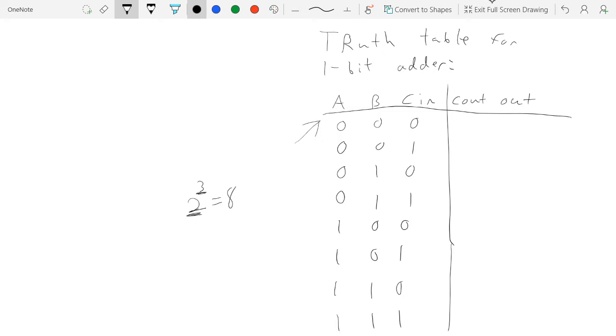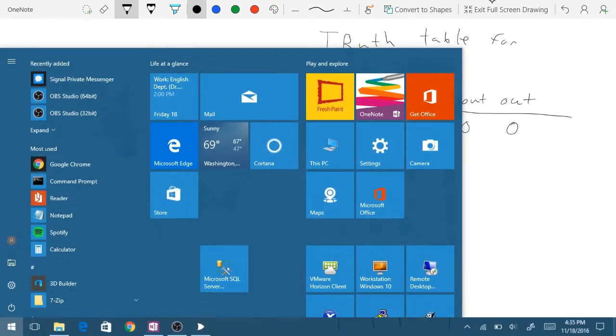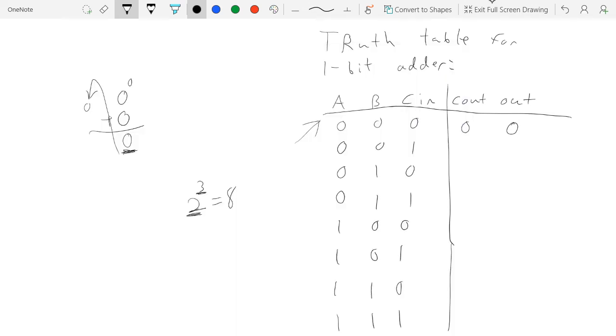I can go ahead and take these inputs and put them into a mathematical expression. Say I've got A plus B. I've got 0 plus 0, and I've got this carry in bit of 0, and so that's up here. I add this all up, and I've got 0 as my answer, and that's my output. Then our carry out bit, that's 0 as well. I'm definitely not carrying anything if I'm adding up 0 and 0 and 0. So our carry out bit is 0, and our output bit is 0.